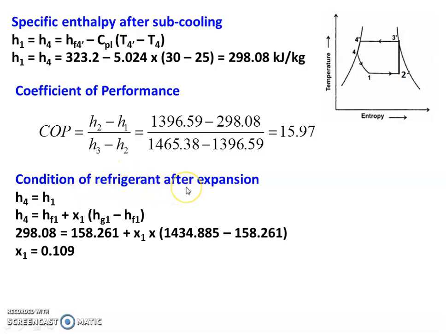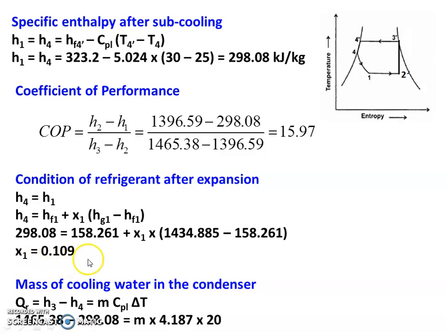The condition of refrigerant after expansion: H4 equal to H1, since enthalpy is constant for the expansion process. H4 value we have, 298.08. H1 is wet vapor, Hf1 plus X1 into Hg1 minus Hf1. So, substituting, 298.08 equal to 158.261 plus X1 into 1434.885 minus 158.261. Solving this equation, X1 equal to 0.109, that means 10.9 percent vapor. So, at point 1, it is 10.9% vapor, and at point 2 it is 97% vapor, where the dryness fraction is 0.97.